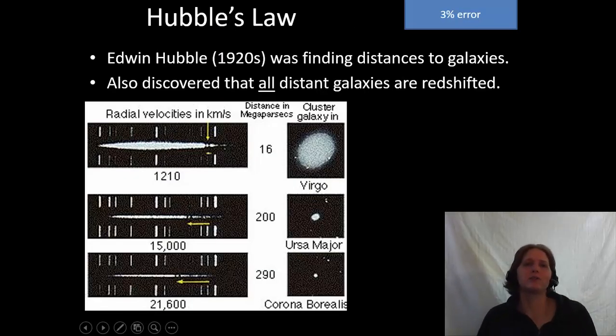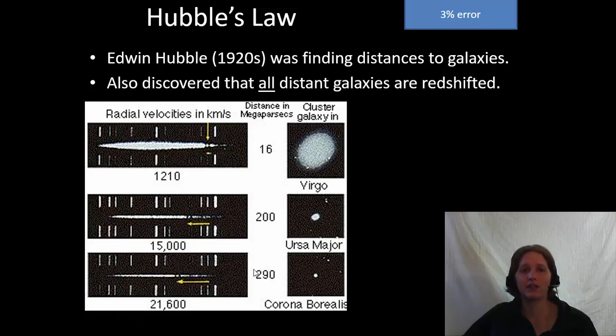So now let's start Hubble's law. Hubble's law is also going to be able to estimate distances with very accurate results, 3% error. Edwin Hubble was trying to find the distances to many different galaxies. And this was back in the 1920s. So Edwin Hubble was using Cepheid variable stars that he could see in distant galaxies to estimate their distances.